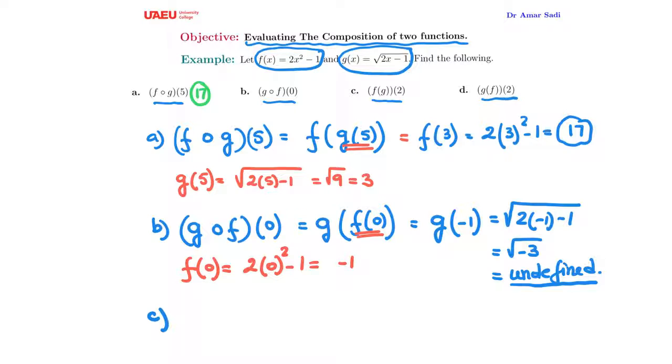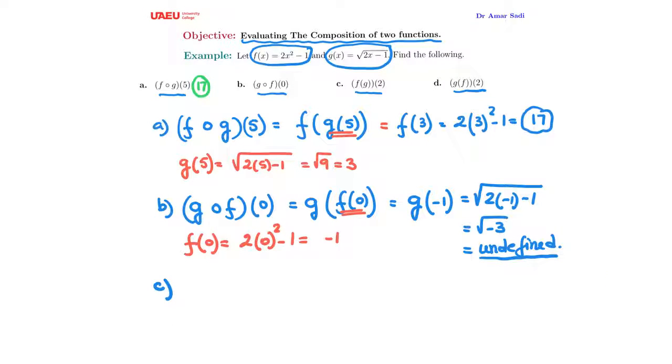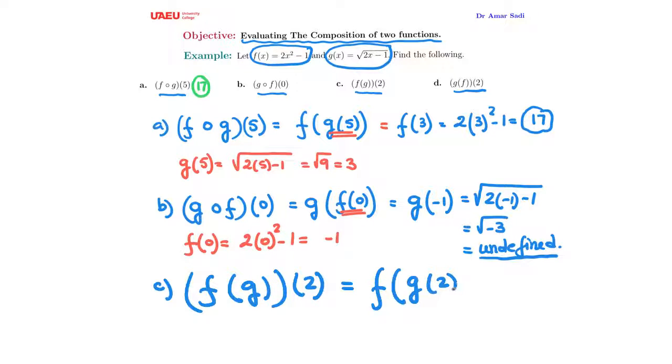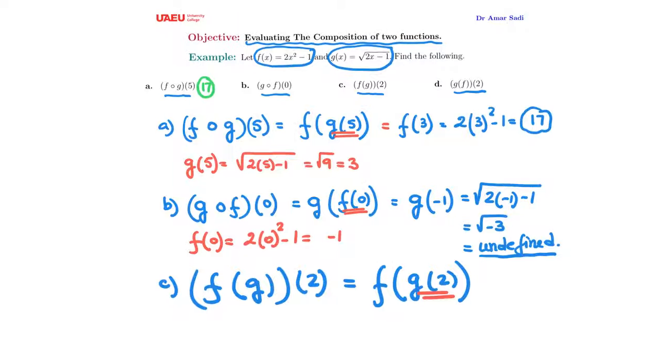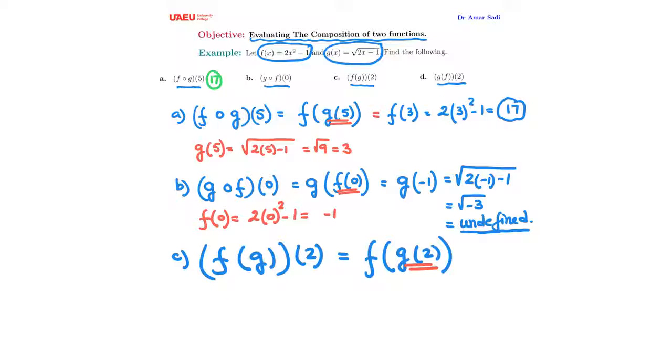C. In C, we want to find f of g of 2. Okay, so of 2, like this. So that means f of g of 2. So that means we need to have a look at this g of 2. What is it? So that is now the next step, g of 2.